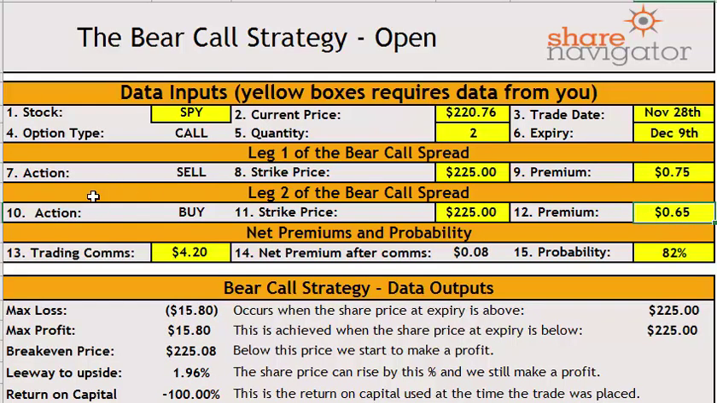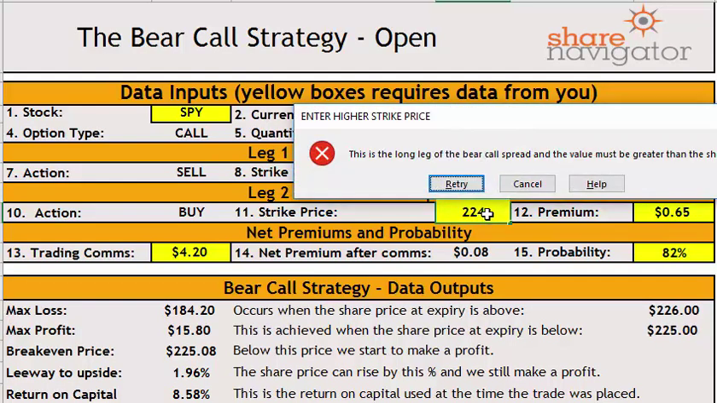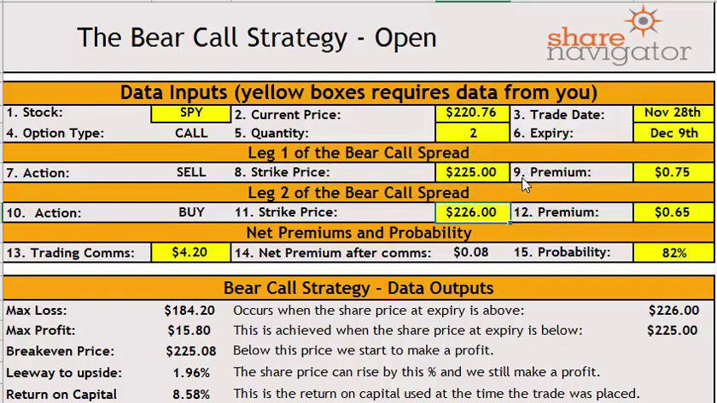Then the second leg of the trade is where we're buying another call option for the exact same expiry at a strike price which is above the short call strike price. So we might put in 226 here, for example. And in this case, we're paying out 65 cents. Now, watch out here: if we try to put in a strike price for the long call side of the trade that's lower than the short call, you can see here you won't be able to do it. That's because with the bear call spread, the strike price for the long call must always be higher than the short call strike price.